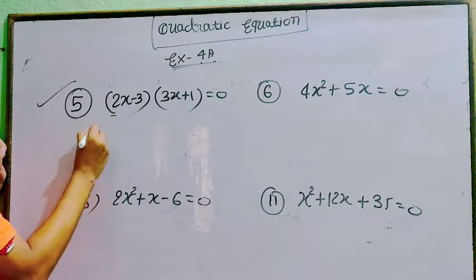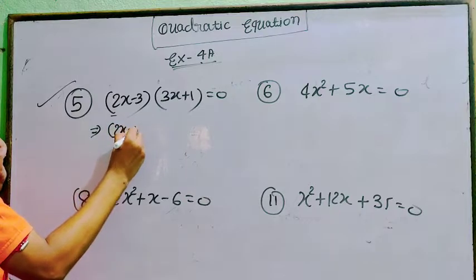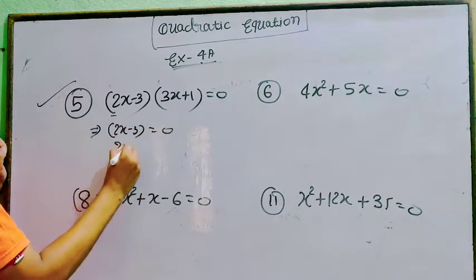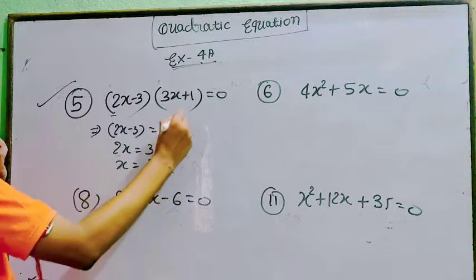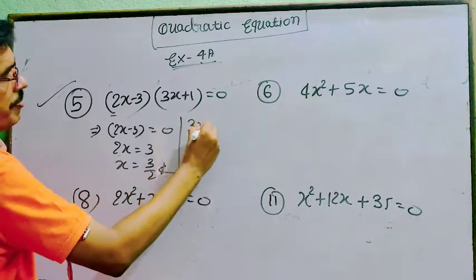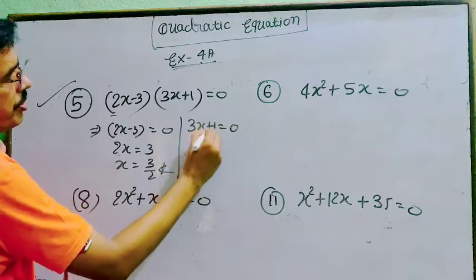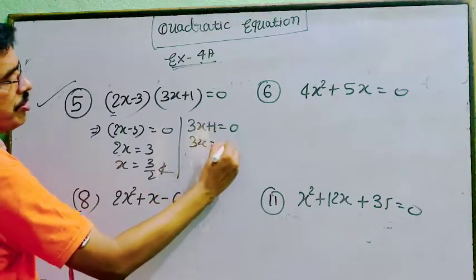Setting it equal to 0, both factors are given as different terms. Then it is clear, you write 2x minus 3 is equal to 0. So 2x is equal to 3. So x is equal to 3 by 2. It is the answer. Similarly, the second part is 3x plus 1 is 0. So 3x is equal to minus 1.